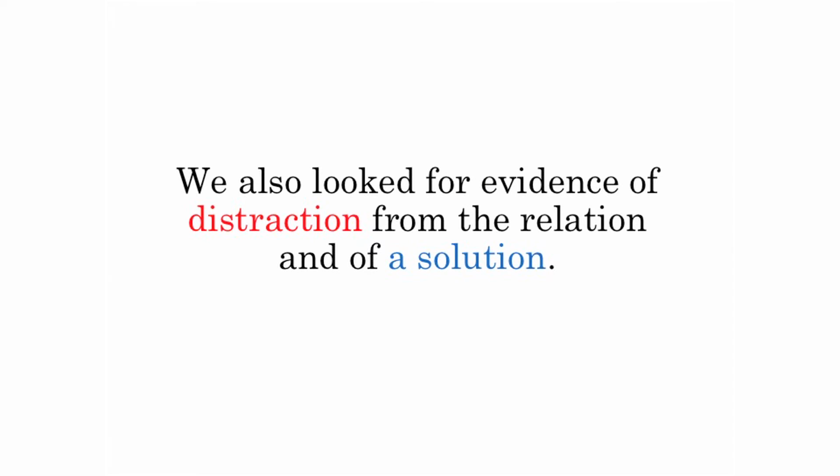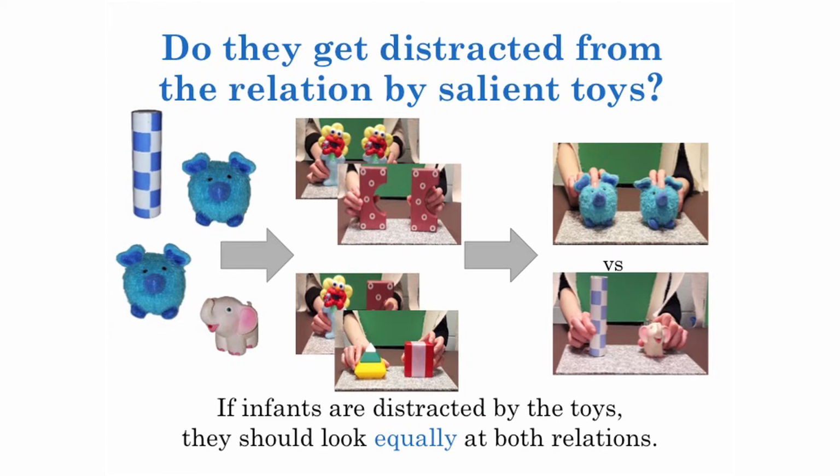So we ran additional trials to look for evidence of distraction and of a solution. To distract infants, we showed them some items in the waiting room, got them like really excited about them individually, and then they saw their comparison pairs, same or different, but then at test, the exciting toys came back. Now, at this point, if they're distracted, they should be looking equally because both those pairs have really awesome toys.